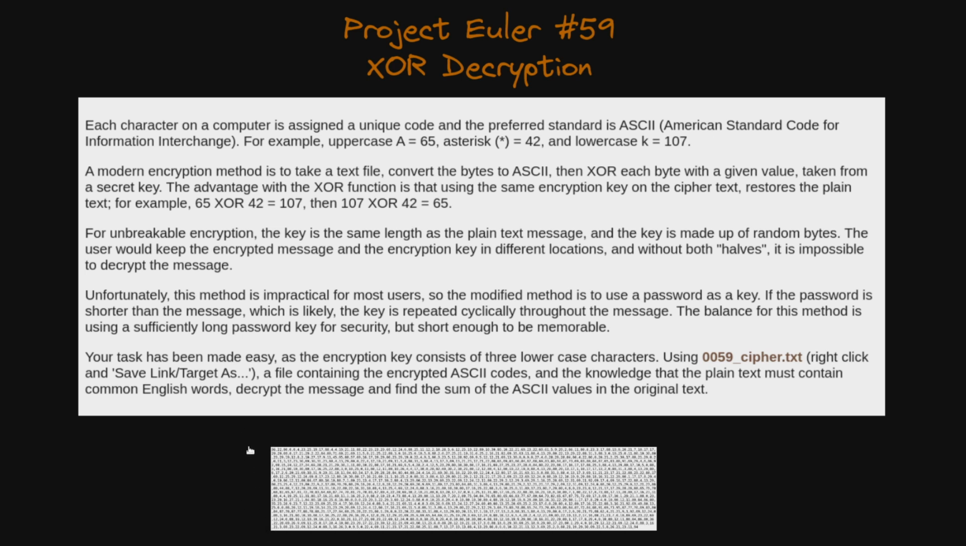We need to find a key for which, after decrypting this text with that key, it forms a sequence of characters which consists of some common English words. And if we find such a paragraph, we need to find the sum of the ASCII values in the original text. So that is the question.